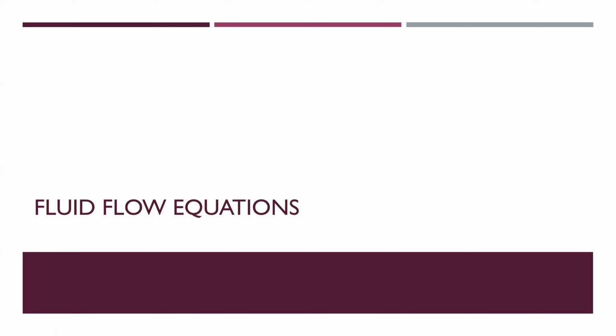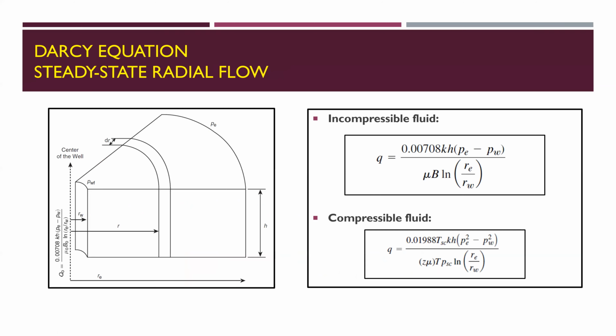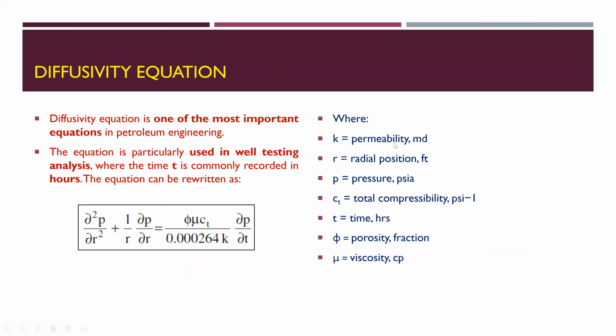Fluid flow equations. The equations that we are going to use are mainly, number one, the Darcy equation. After that, the diffusivity equation. For the Darcy equation, we have two forms here. It depends on the fluid itself, the reservoir fluid, either incompressible fluid or compressible fluid. For the diffusivity equation, we already presented before how we can derive it, and just decided to bring the final form of the diffusivity equation that is ready to be solved.